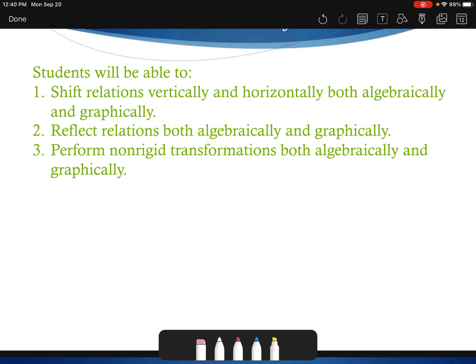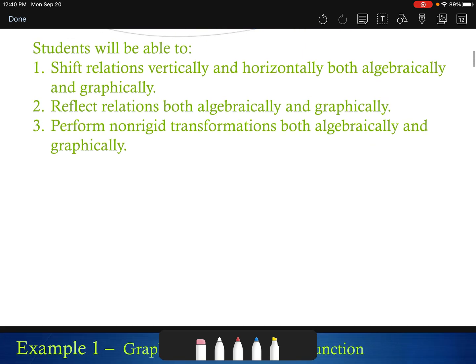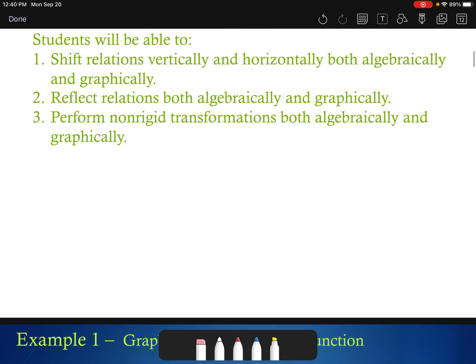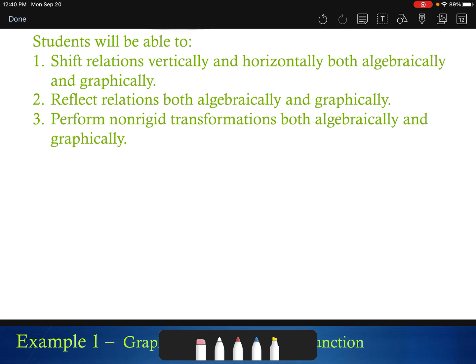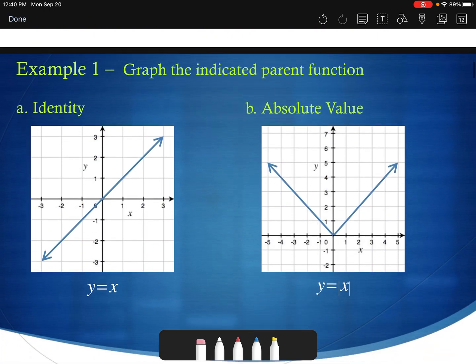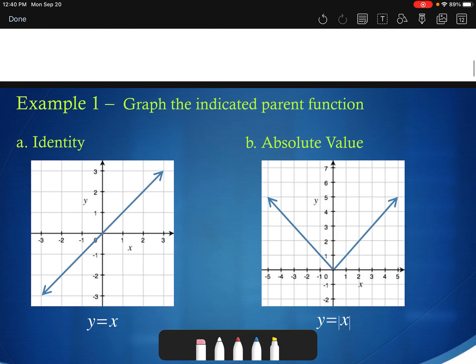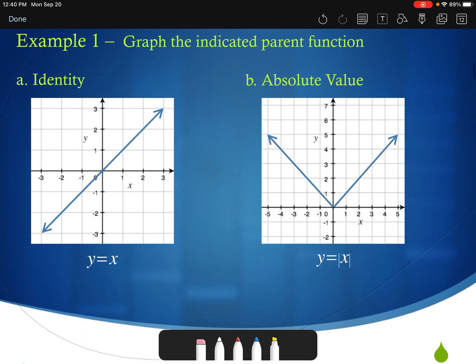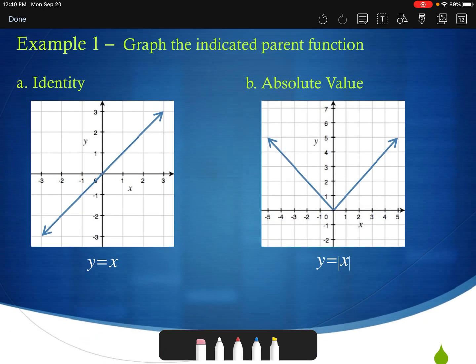So we're going to look at shifting relations vertically, horizontally, and algebraically and graphically. And then we're going to reflect relations both algebraically and graphically, and then perform non-rigid transformations both algebraically and graphically. Now, we don't know what those are. We're going to find out. Okay, and I encourage you to pause this anytime you're drawing on your notes or whatever, so you don't miss any information.